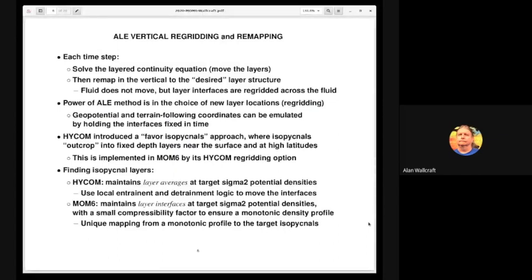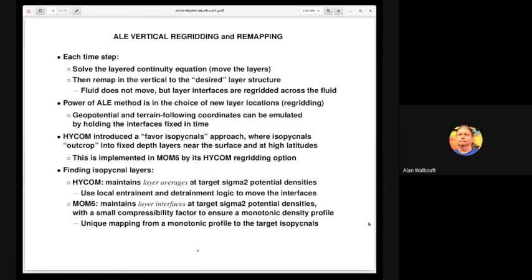So there've been several presentations about what ALE is in the previous webinars. The basic idea is we solve the layer continuity equation, so we move the layers, and then we remap them back to the desired layer structure. The fluid does not move, but the layer interfaces are regridded across the fluid. And the power of the method is in the choice of new layer locations.